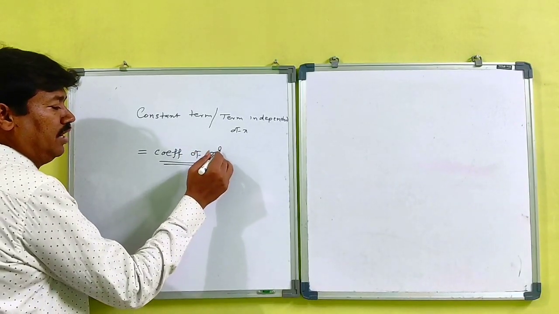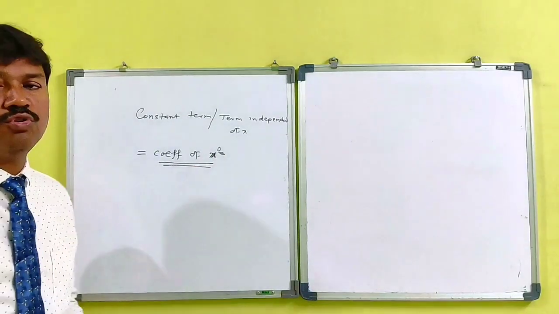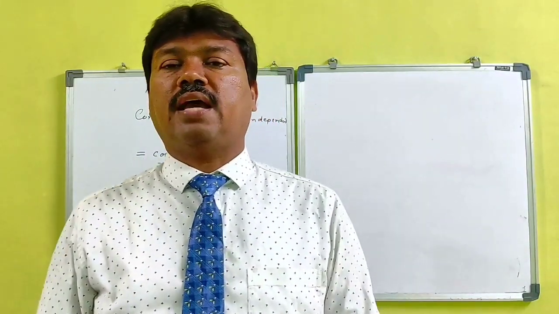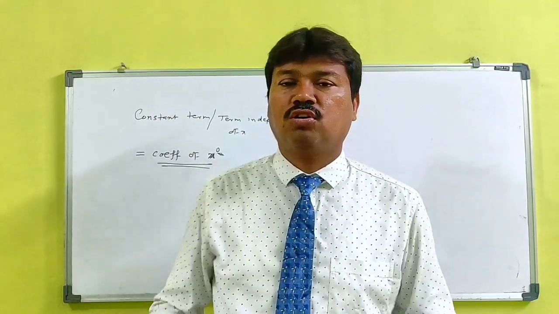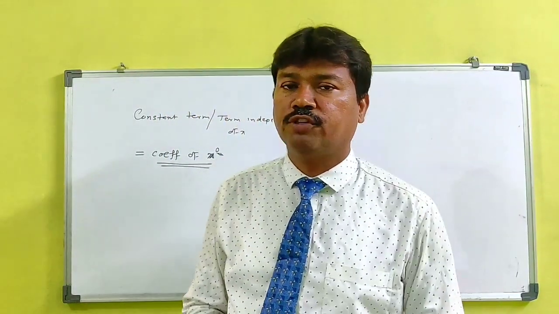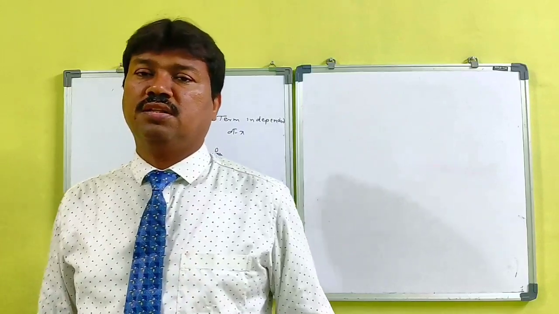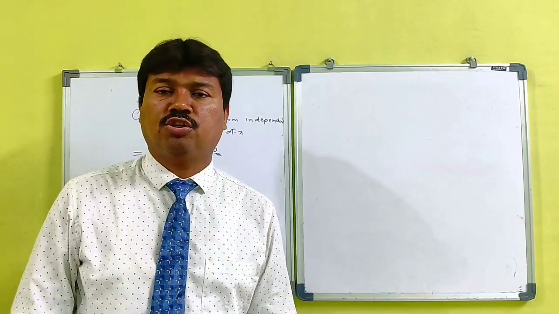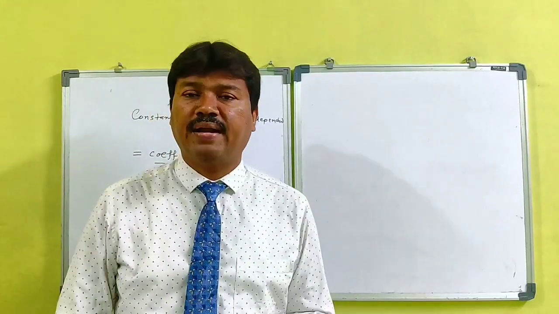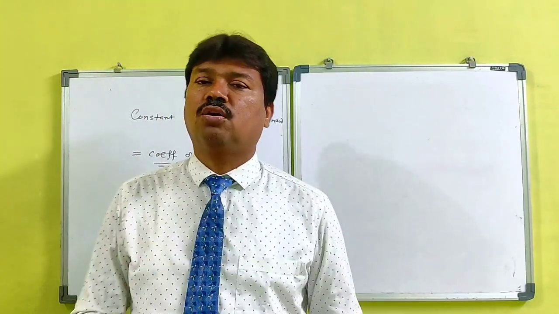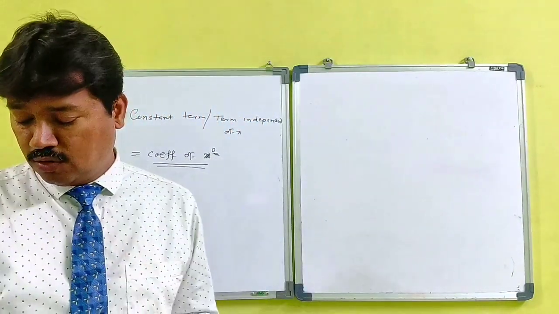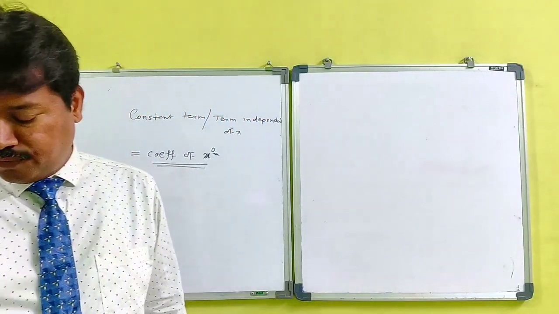x raised to 0, we can say. Here we have to equate the power with 0, because x raised to 0 is 1, so that automatically becomes a constant term. The coefficient of x raised to 0 is nothing but the constant term. So remember this one, that whenever there is a question to find the constant term or term independent of x, that is nothing but the coefficient of x raised to 0. Remember this. So now, using this, we solve a few sums.